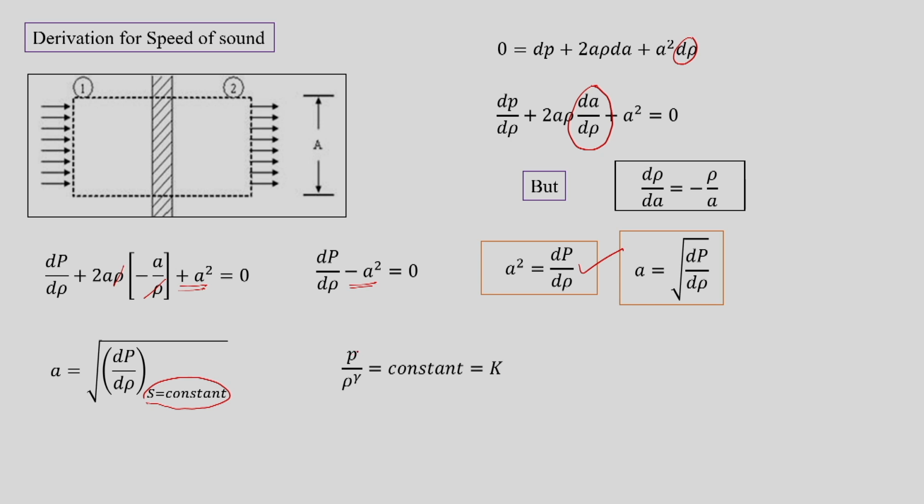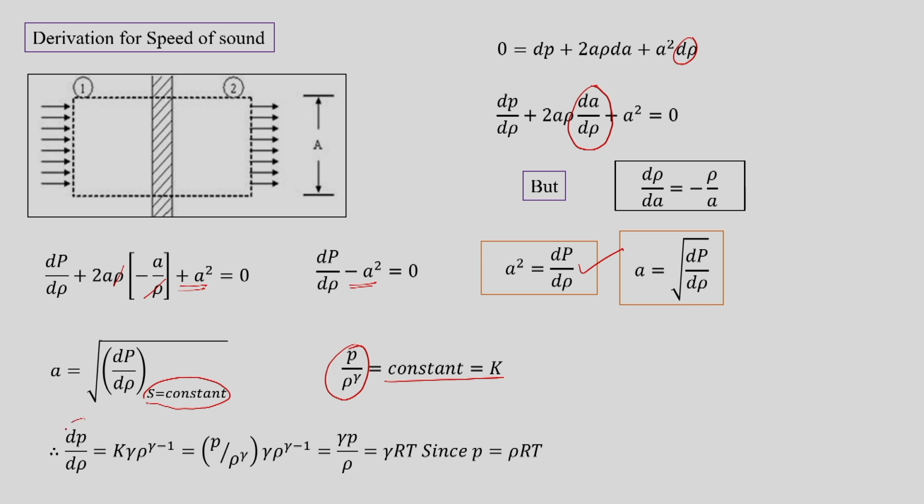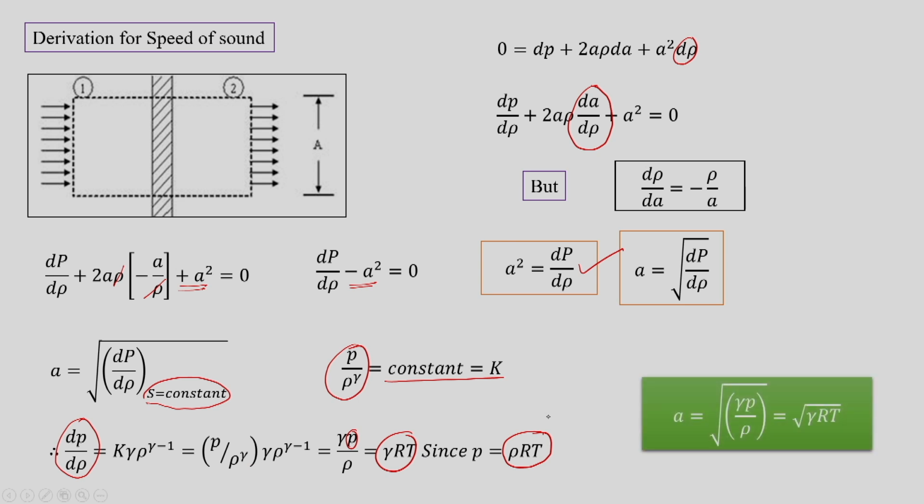But we know for the isentropic case we have P upon rho raised to gamma is equal to constant. So we can differentiate this and get dP by d rho, and that would give you the square root of gamma RT, since we have P is equal to rho RT. So this P can be replaced as rho RT, and then we can get the speed of sound expression as A is equal to square root of gamma P by rho, isentropic, is equal to square root of gamma RT.